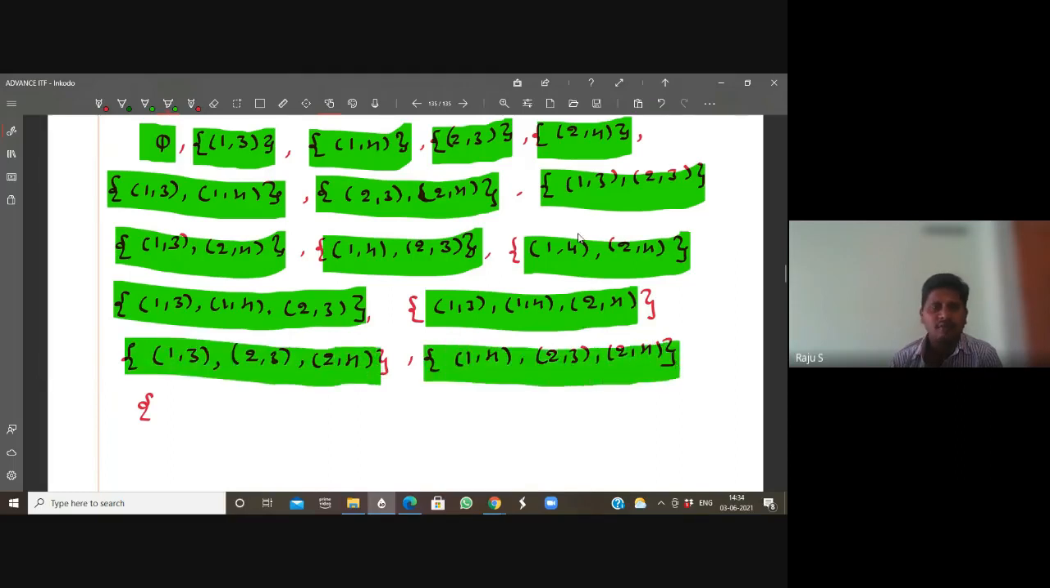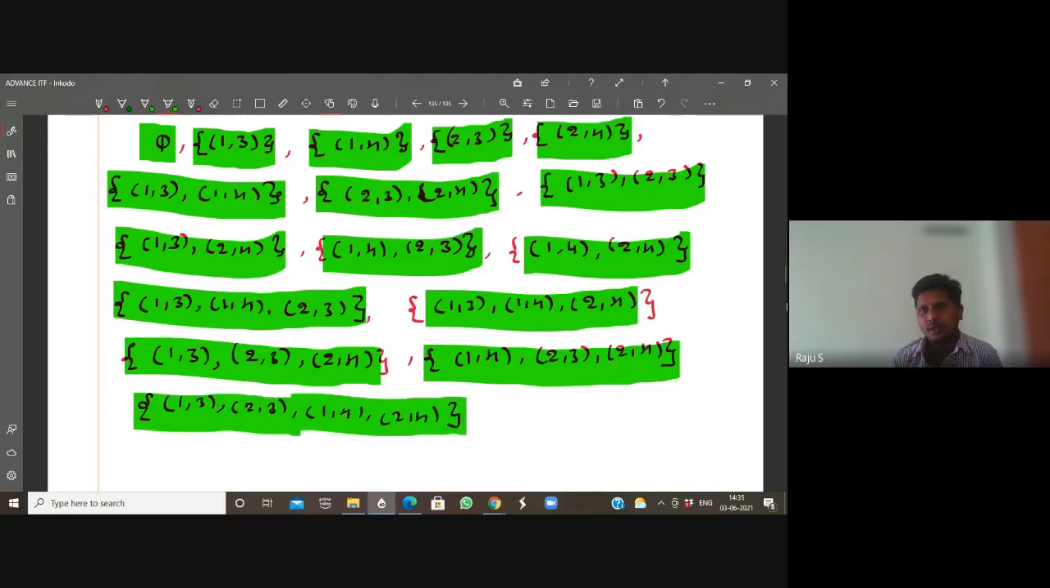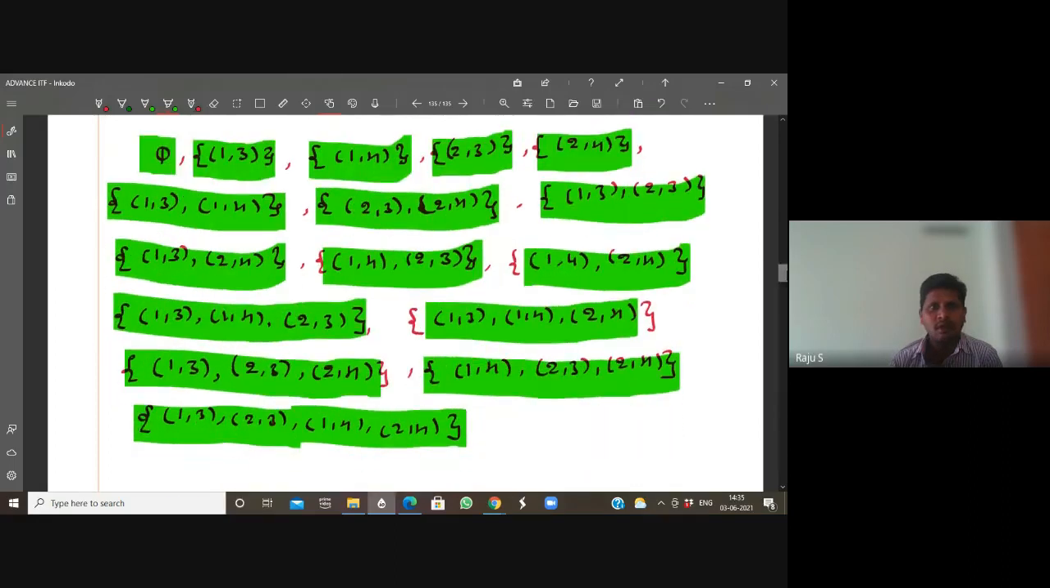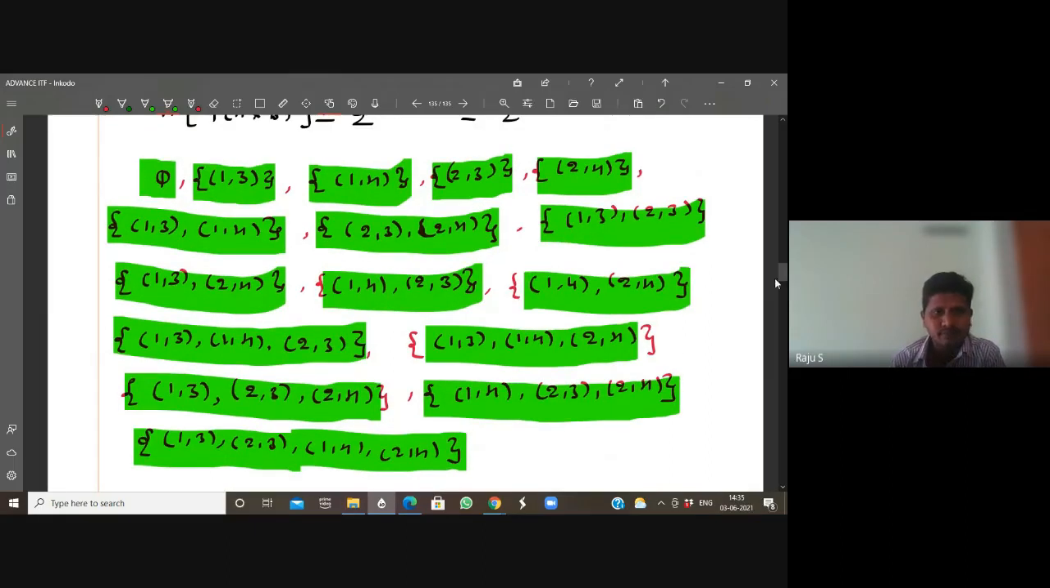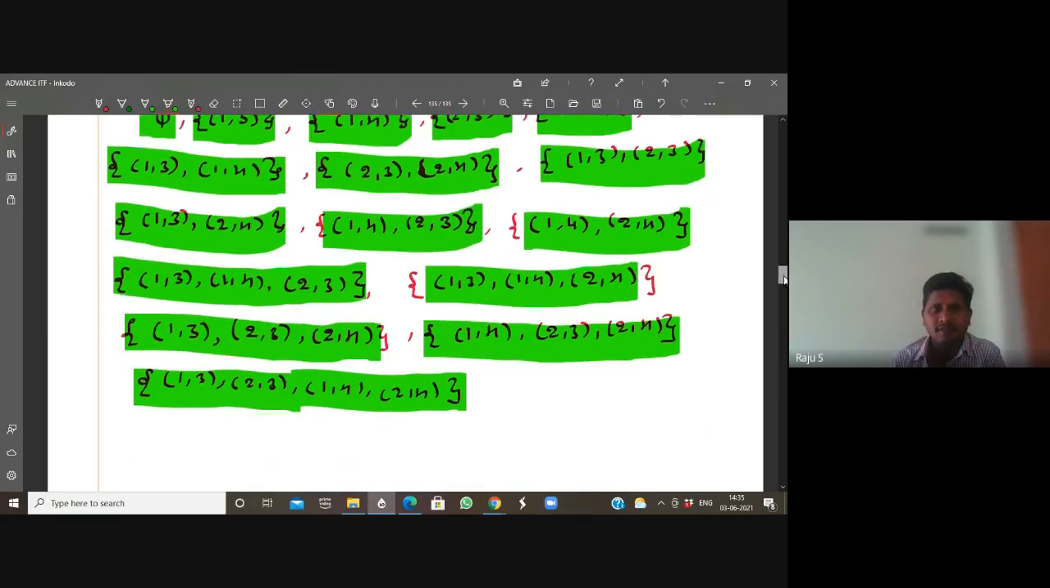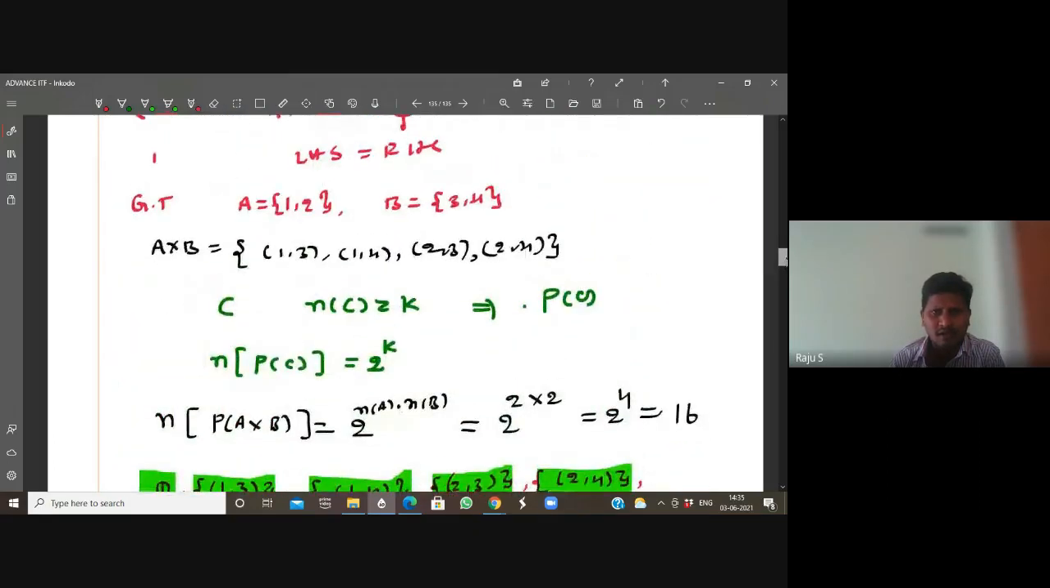These are the 15. Finally, we have to write 1 comma 3, 2 comma 3, 1 comma 4, 2 comma 4. Right. Is it clear, students? Simple. First I have written single ordered pairs, then 2, 3, finally 4. These are the required 16 subsets of the given cross product A cross B.